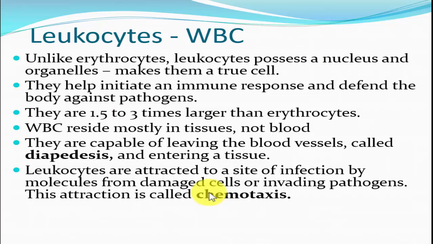So we just finished talking about erythrocytes. Those were our red blood cells. Our leukocytes are our white blood cells, our WBCs. Unlike the erythrocytes, leukocytes possess a nucleus and organelles, and that makes them a true cell. Remember, we talked about a mature red blood cell lacks a nucleus, so that's not actually a true cell. Well, leukocytes do have a nucleus, making them a true cell.